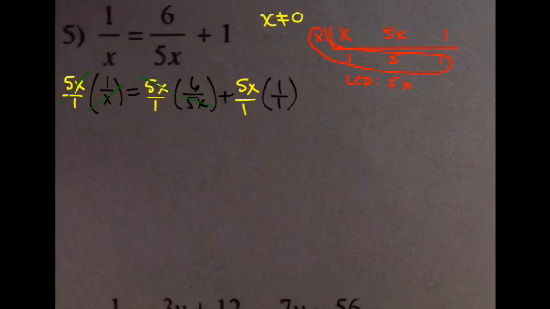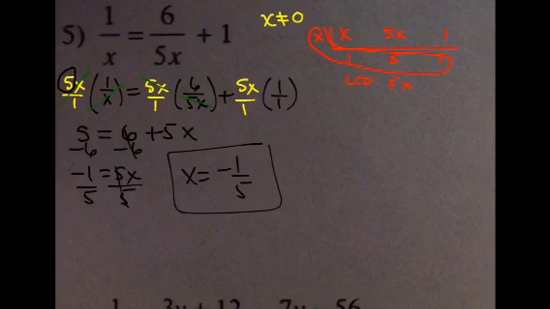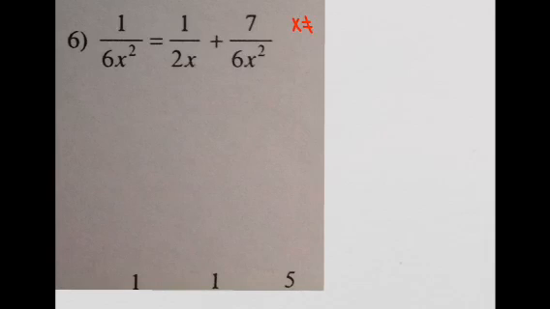So when you simplify the first term, the one on the left side of the equal sign, you just have 5, right? This one right here, 5 equals 6 plus 5x. Okay, so subtract the 6. Negative 1 equals 5x. Divide by 5. x is negative 1/5. And again, that one's good because the only excluded value is 0. So for number 6, x cannot be 0. Okay, because that's the only number in the denominator that would make the denominator 0.